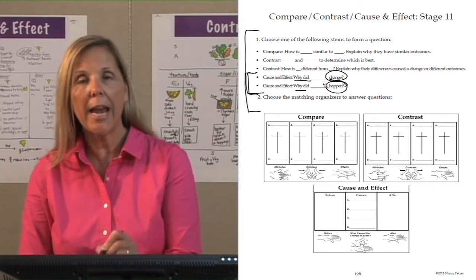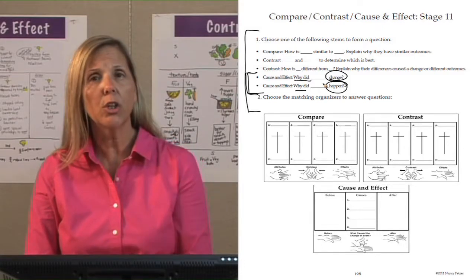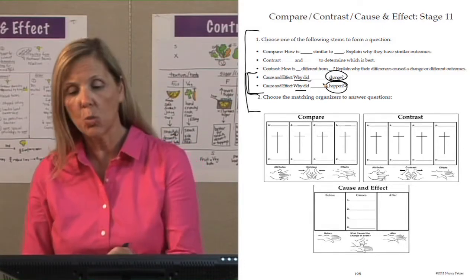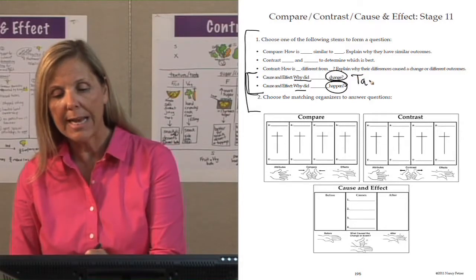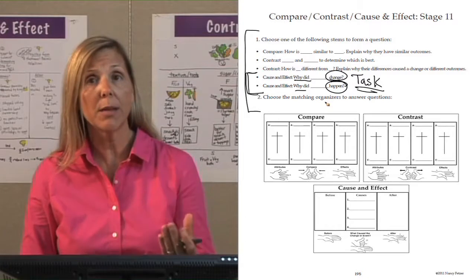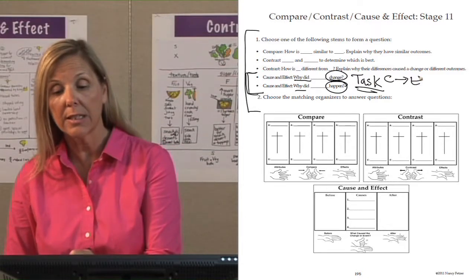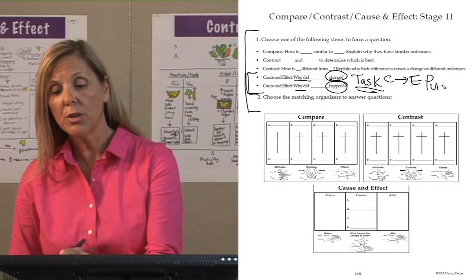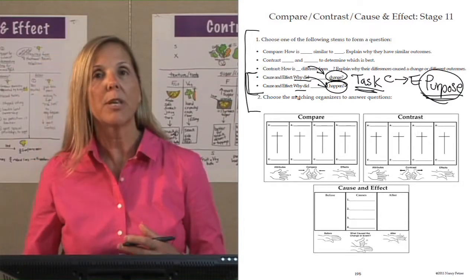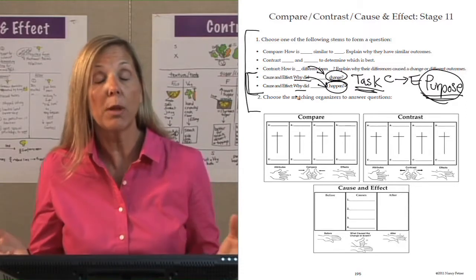Notice change and happen. That is very key, because that's going to clue you in on two things. One, it's going to tell you the task. Whenever you hear, why did something change or why did something happen, then you know your task is cause and effect. Also in that question, you're going to find the purpose. The purpose is that this event happened or something changed, so I need to explain to you why.